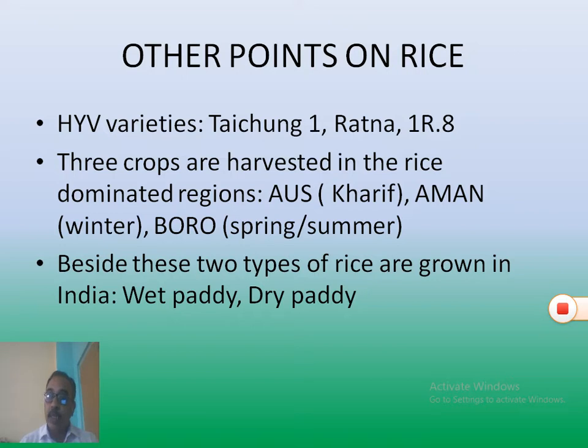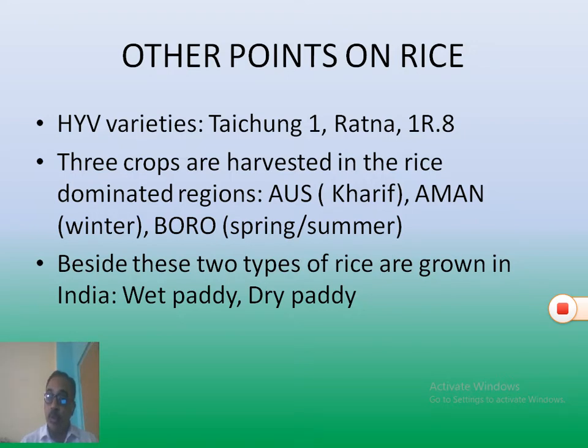Now in some regions, rice is harvested 3 times in a year. In the Kharif, it is called Aus. In the winter, it is called Aman. In the spring season, it is called Boro. Normally, this is done in West Bengal. We cultivate rice 3 times in a year: Aus, Aman, and Boro.